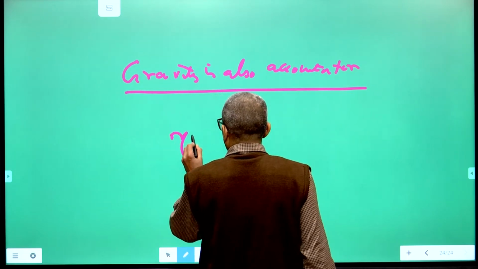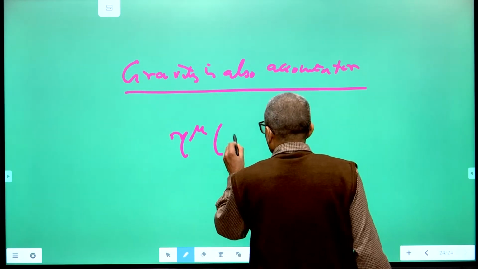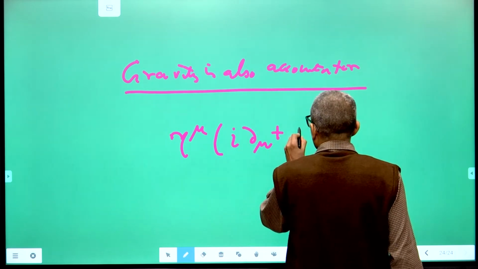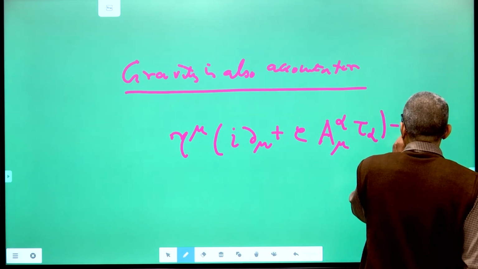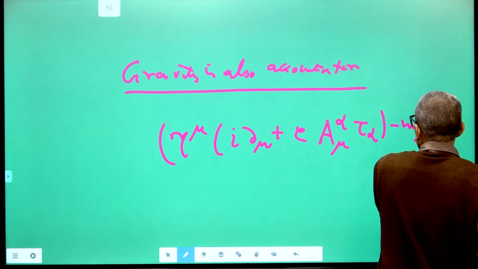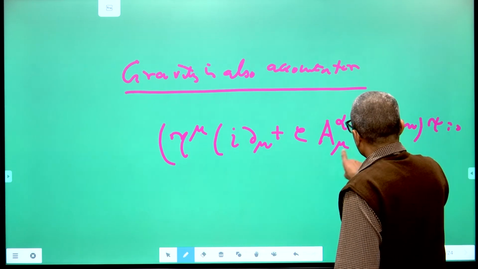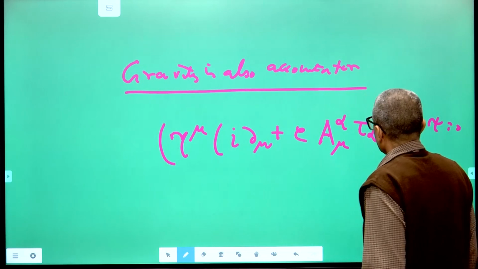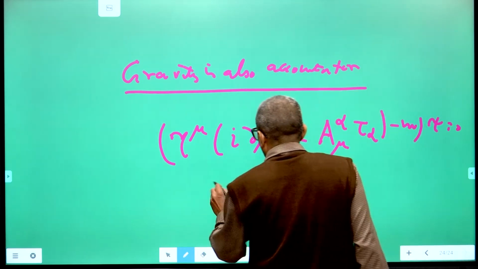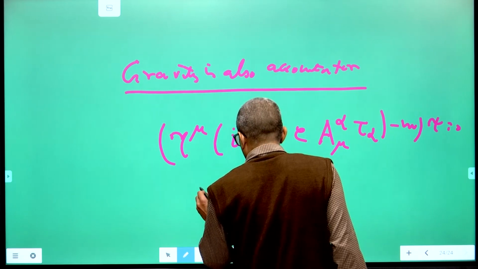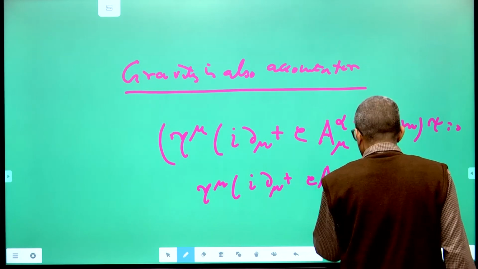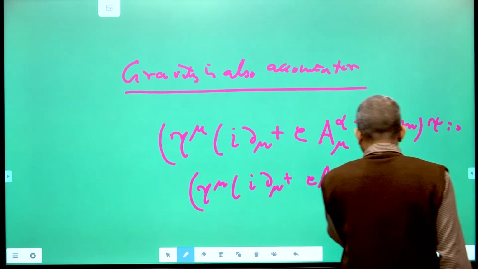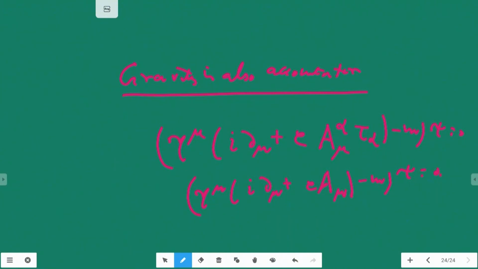say Dirac's equation like this, gamma mu into i dou mu plus e times A mu alpha tau alpha minus m acting on psi 0, where tau alpha are the Hermitian generators of a gauge group and A alpha mu is a gauge field. So you can write this formally as gamma mu i dou mu plus e A mu minus m acting on psi 0, where A mu takes values in the Lie algebra.